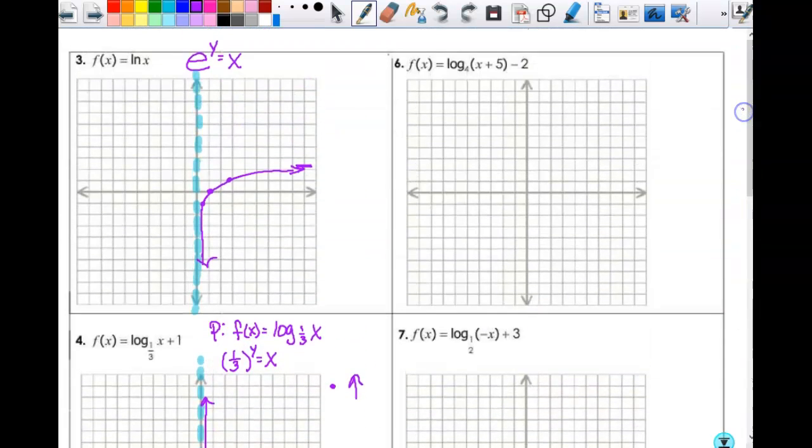So my parent function as an exponential would be 4 to the y power equals x. There's no reflection. The 5 means I do what? Left 5 and then down 2. Good. And so does my asymptote get affected? Yes. So I'm going to go to the left. 1, 2, 3, 4, 5. Right here.